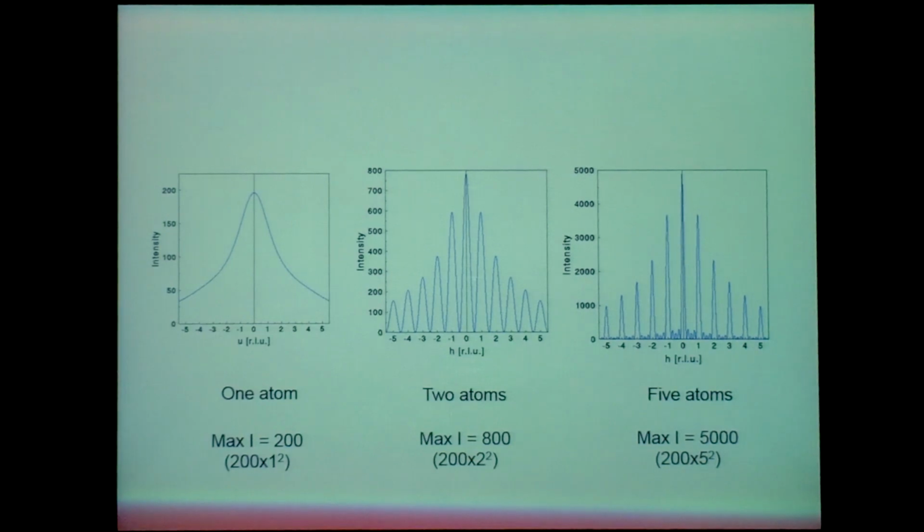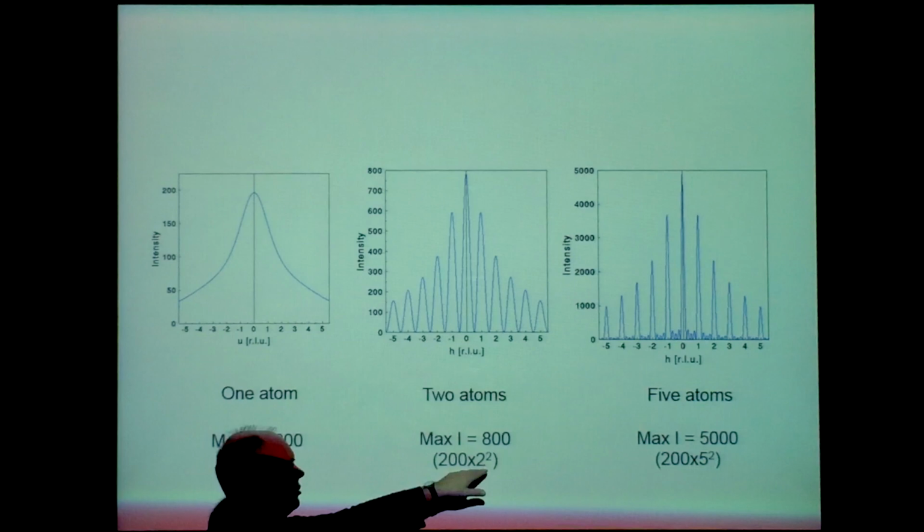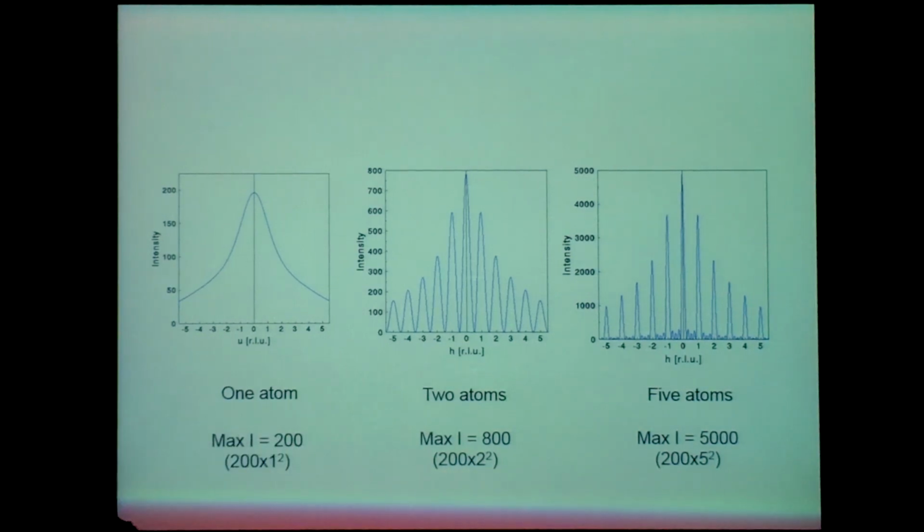So if you have a single molecule, no longer an atom, the intensity of a single molecule is, say, 10. The intensity of 2 molecules is 10 times 2 squared, so it's 40. With 3 molecules or 4 molecules, the intensity becomes multiplied by the square of the number of molecules.